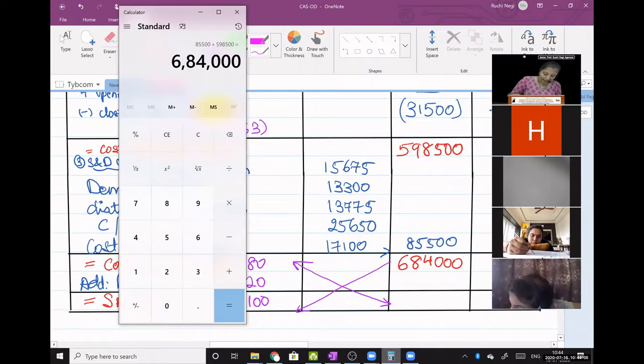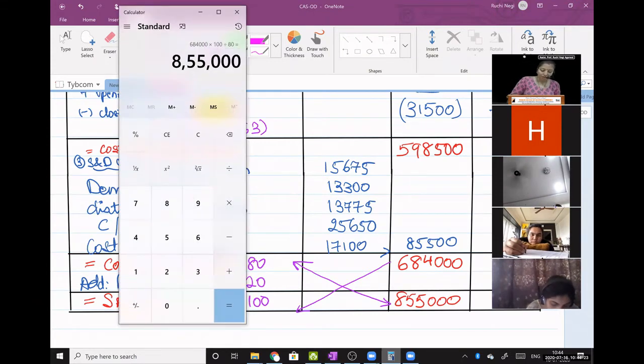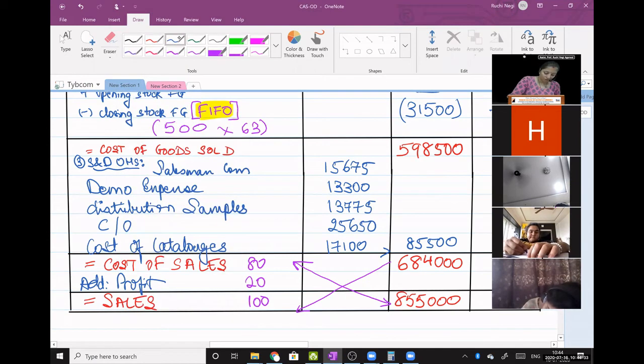So 6,84,000, which is my total cost, multiply with 100, divide by 80. So 8,55,000. 8,55,000 is my sales. Profit, difference between selling price and cost price is profit. So this is my selling price 8,55,000 minus my cost price 6,84,000. How much? 1,71,000.